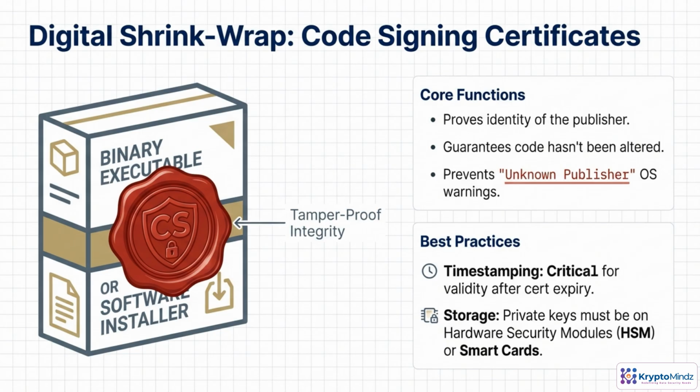Two practices make this reliable at scale. First, use trusted timestamping, so signatures remain valid even after the certificate itself expires. This proves the software was signed at a legitimate point in time. Second, protect the signing private keys like crown jewels. Store them in hardware security modules or smart cards. Never on a developer's laptop or in source control.